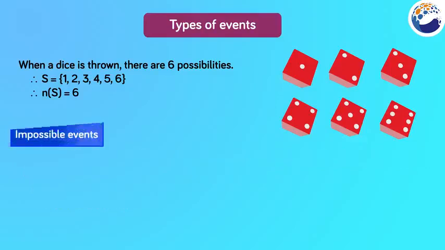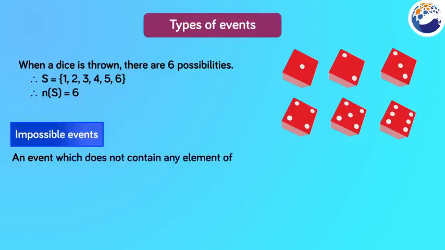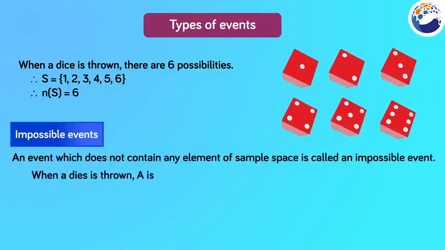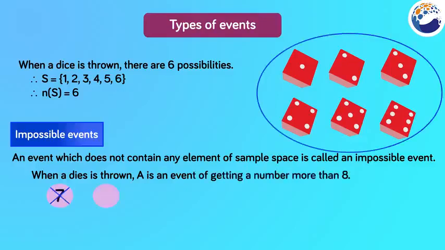Impossible events. An event which does not contain any element of sample space is called an impossible event. Every time we throw a dice, we are going to get the numbers from 1 to 6. We will never get any number greater than 6, meaning we will never get a number greater than 8. Therefore, set A is empty. Therefore, it is an impossible event.